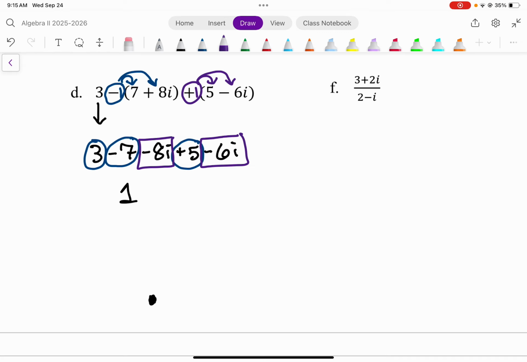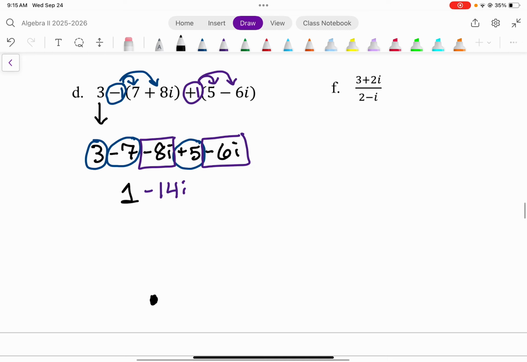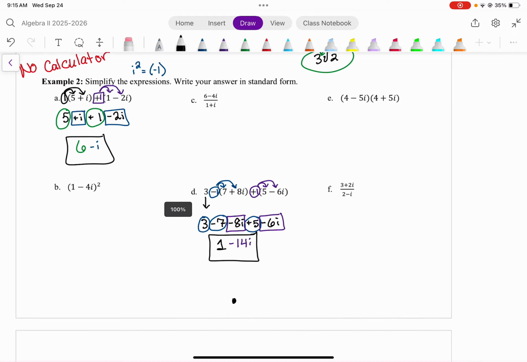All right, so then next we have negative 8i minus 6i, and that's going to be equal to negative 14i. Now that we've combined them all, we are good to go. This problem is done.